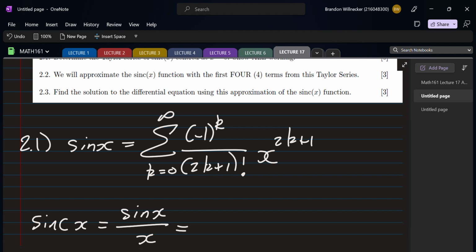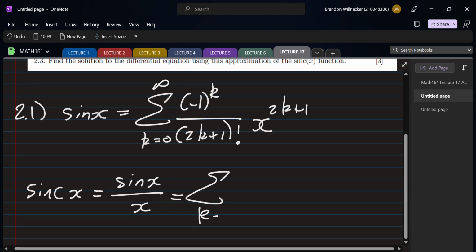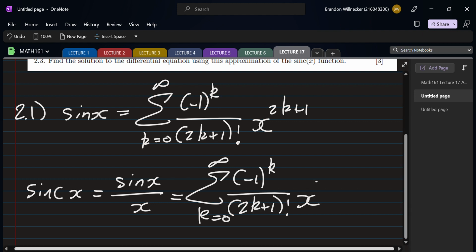So we're dividing by x, so on that right-hand side we divide by x. Each term we divide by x. So that x to the 2k plus 1 becomes x to the 2k. So this will be the sum from k equals 0 to infinity of minus 1 to the k over 2k plus 1 factorial, x to the 2k, because that extra 1 from the x to the 2k plus 1 goes away when we divide. Is anybody not seeing that? Is that fine?